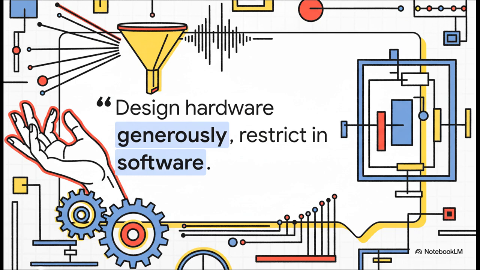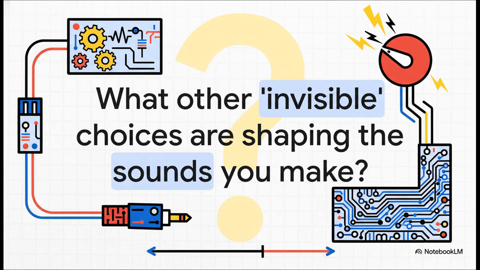It's brilliant. So the whole point is this. Every time you patch a cable, you are interacting with a whole chain of these incredibly thoughtful design choices. So the next time you turn a knob, think about those hidden circuits working behind the scenes. And ask yourself, what other invisible decisions are shaping the sound that I'm making right now?